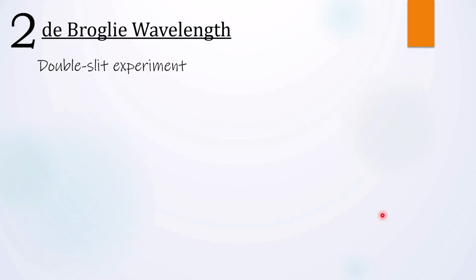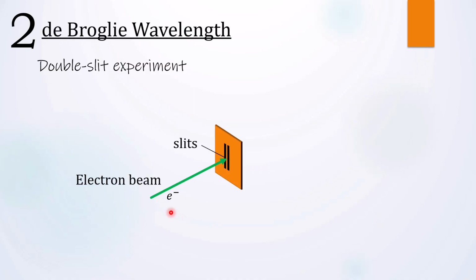To give you an idea of how these ideas might have come about and encouraged de Broglie to develop his formula for the wavelength of a translating particle, we have a very classic experiment called the double-slit experiment. In this case, an electron beam is shot at a pair of slits that are very close together and very narrow. And we know something about electrons. We tend to think of these as particles, and they have mass.